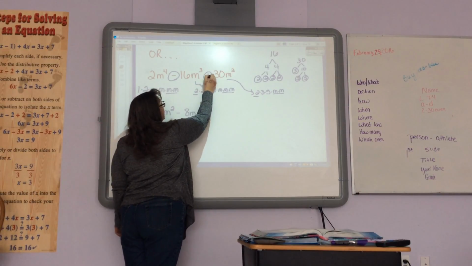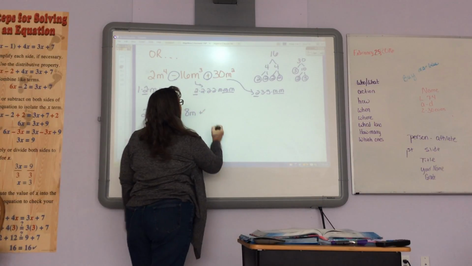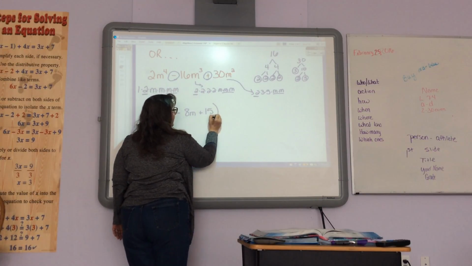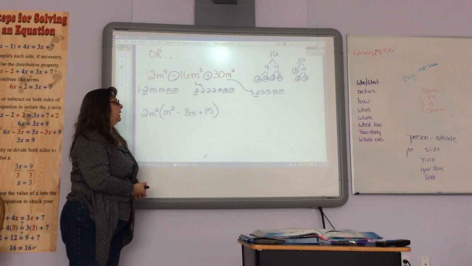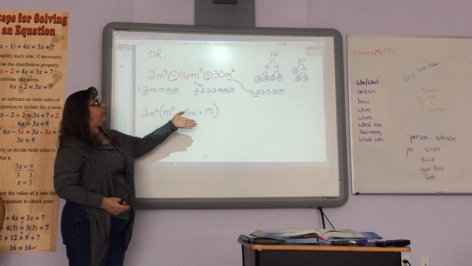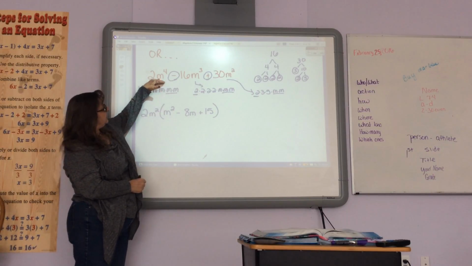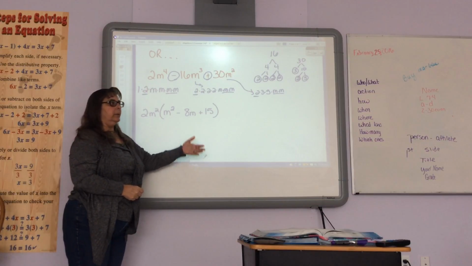Look up for the sign. Plus. 3 times 5 is 15. I'm done with the problem. I finalized my parentheses. If I want to double check, I can go back through with the distributive property. 2m squared times m squared is 2m to the fourth, and so on.